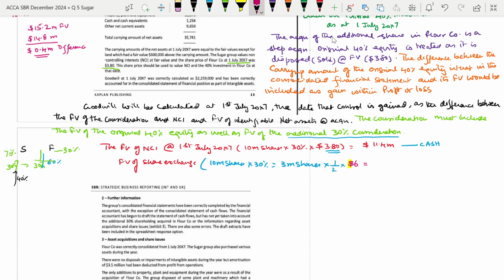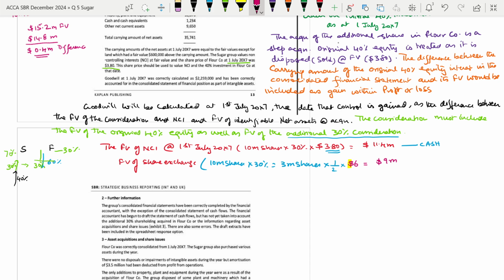3 million shares. Is that 3 million shares? 3 million shares, 1 by 2 into $6. It comes to how much? 3 million shares divided by 2 times 6. How much will it get? It will get 9 million.